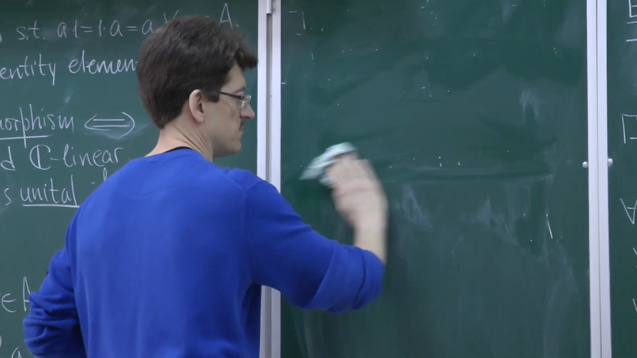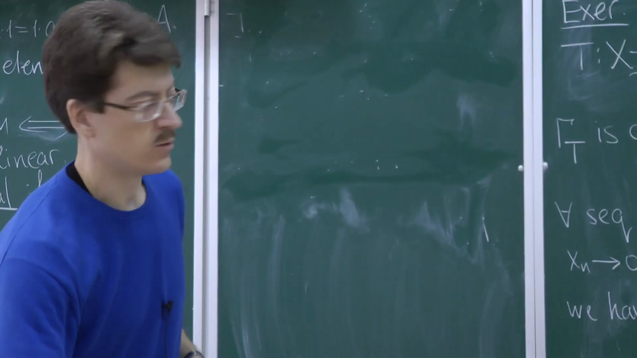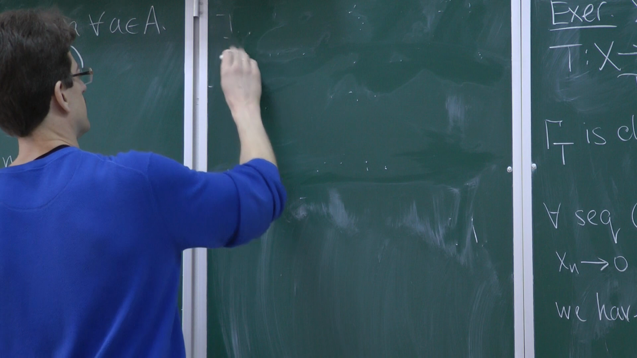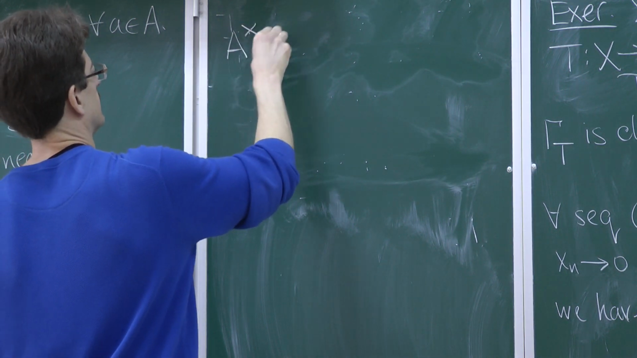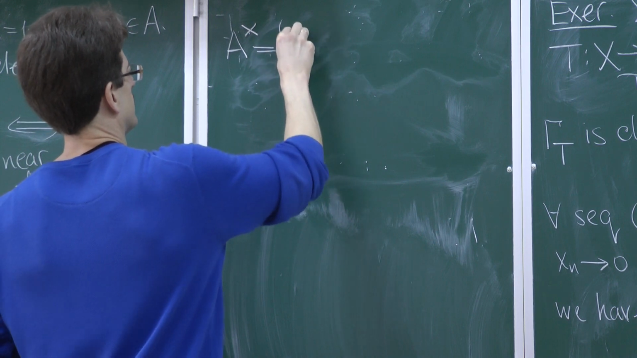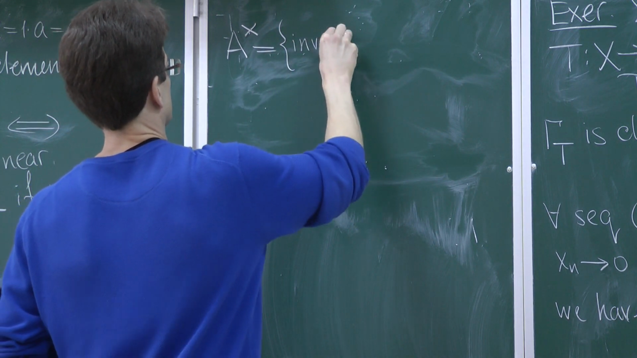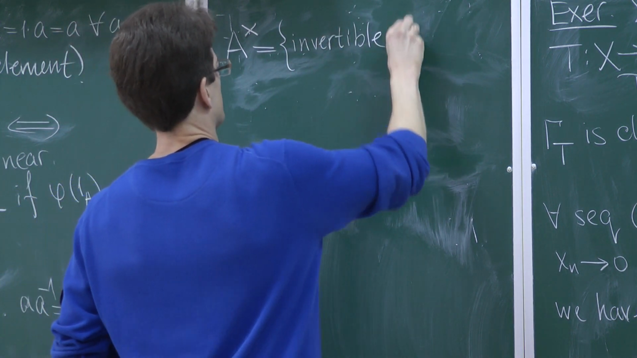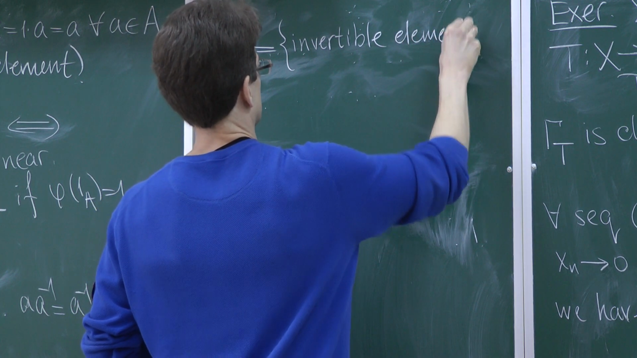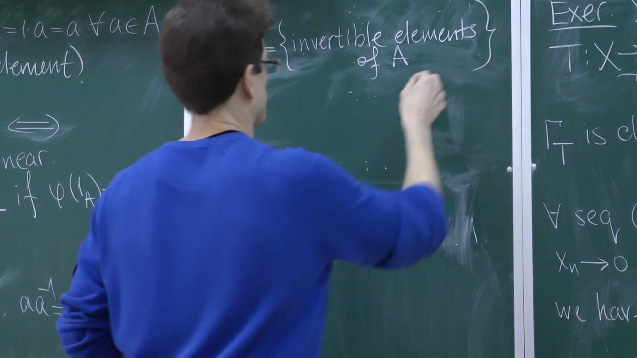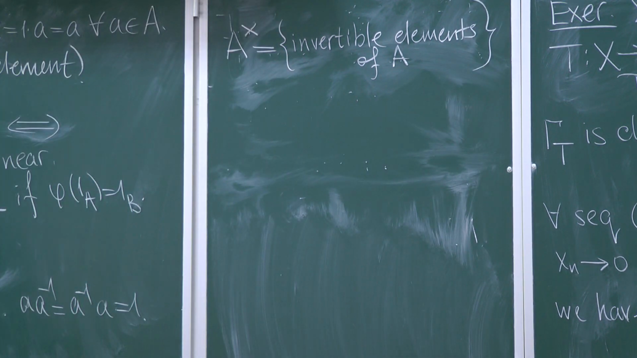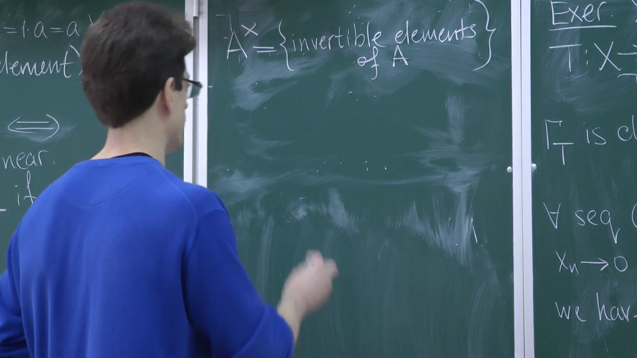The set of all invertible elements in A will be denoted by A cross. So this is the set of all invertible elements of A. So clearly this is a group under multiplication, and it is called the multiplicative group of A.